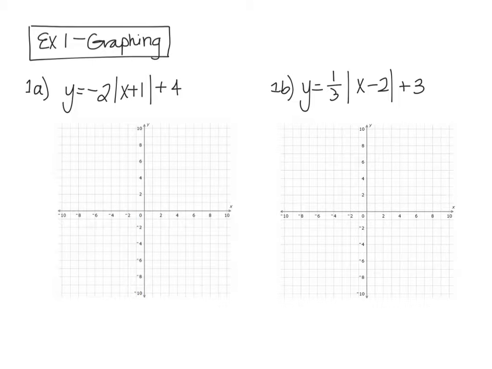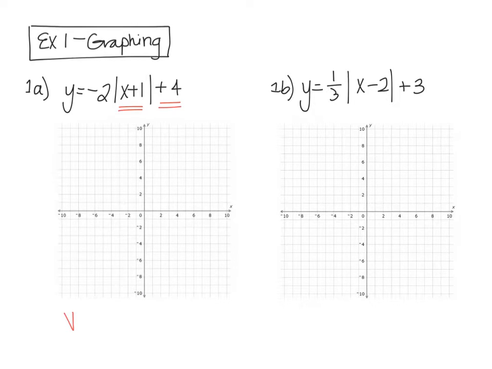All right, so let's look at how to graph these. The easiest thing to do, and where we have to start, is that vertex. Your vertex is your turning point, and that's where you have to start. So the vertex is going to come from these two shifts. And remember, inside is opposite, outside is the same.